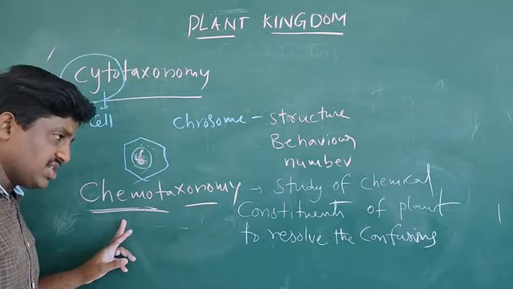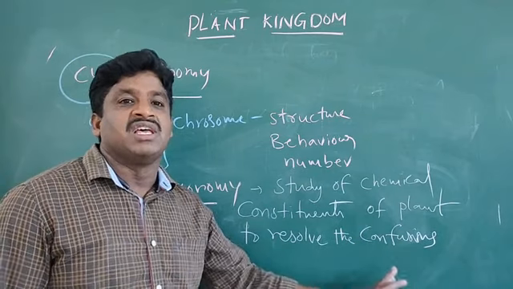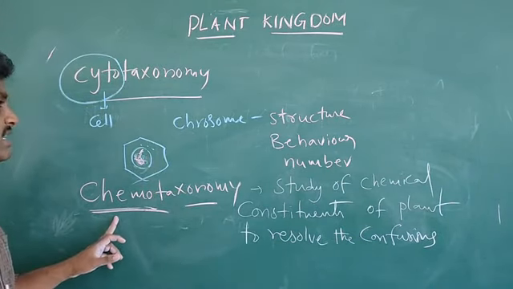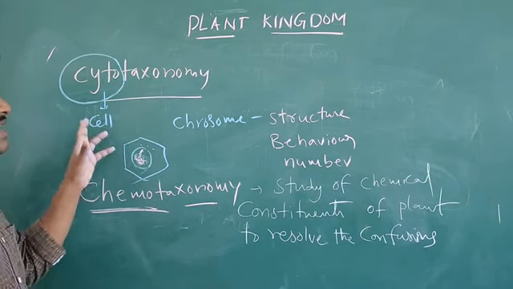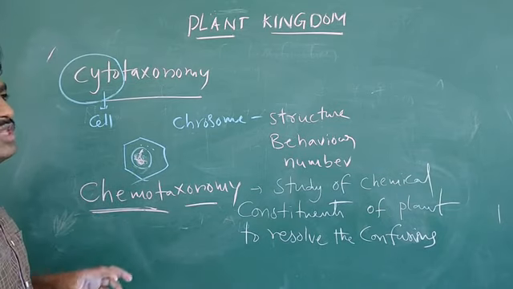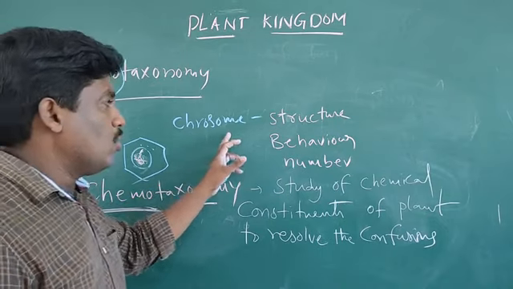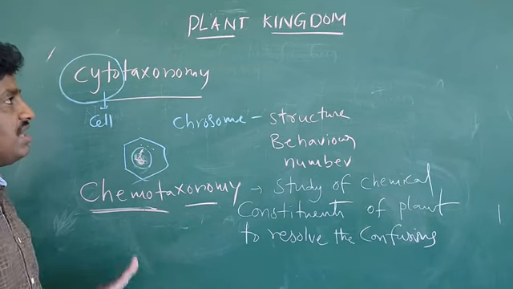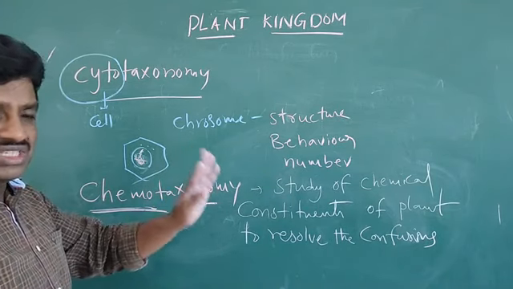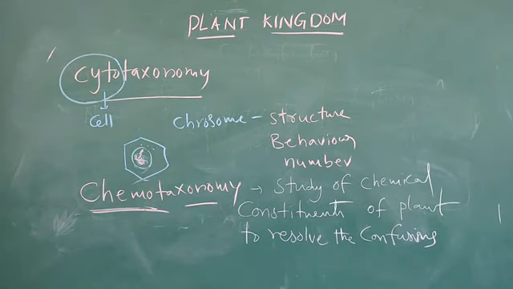Once again, see this definition: the study of chemical constituents of plants to resolve the confusions, such a study we call chemo taxonomy. Cytotaxonomy means the cytological, cell information: inside the cell, chromosomes are present, and the study of their structure, behavior, and number we call cytotaxonomy. These are the three different types of classification, and these are the definitions. Next, what is meant by classifications? You can see different types.